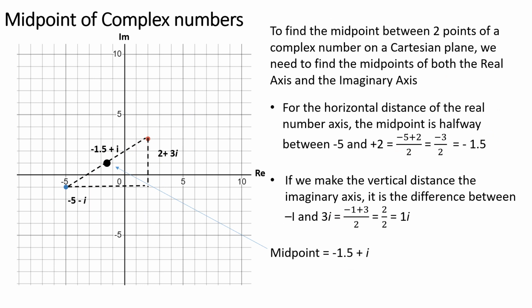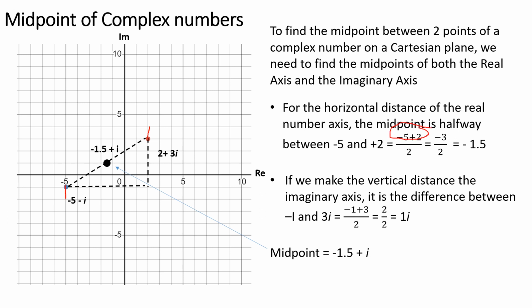Now we want to find the midpoint of these two. And this is actually even easier. If we know our 2 points on the horizontal side and 2 points on the vertical side, where they're located from, we can find the halfway mark. Well, on my horizontal, which is my real, like I said before, it's -5 plus 2. And what is the average halfway between those two?